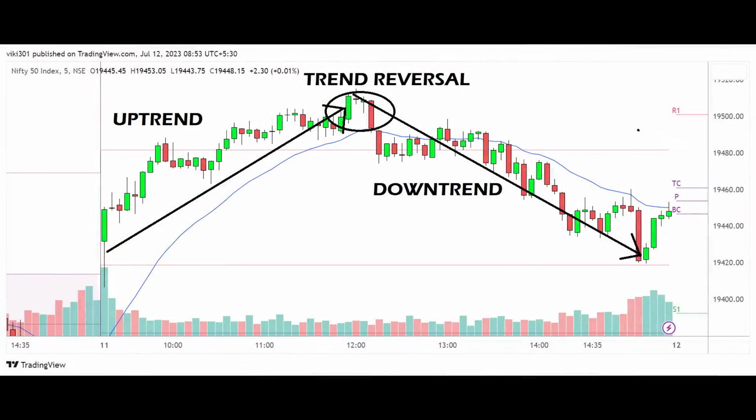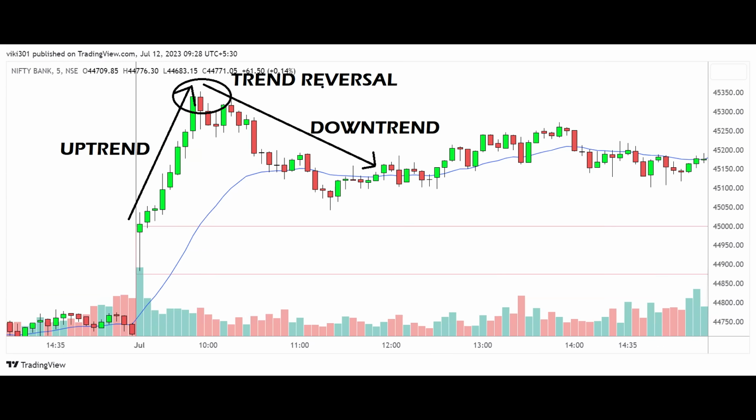This is the recent Nifty chart. You can see here Nifty started going upside, making a strong uptrend, and suddenly mid-afternoon it started reversing and going in the downtrend. This is the Bank Nifty chart.